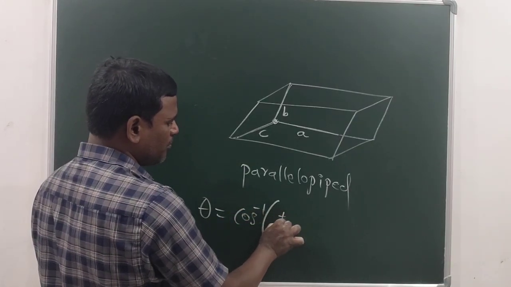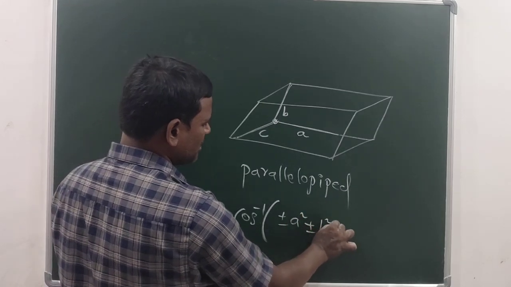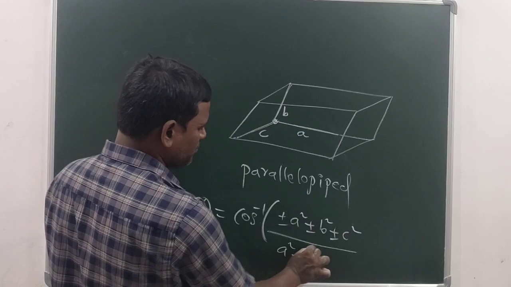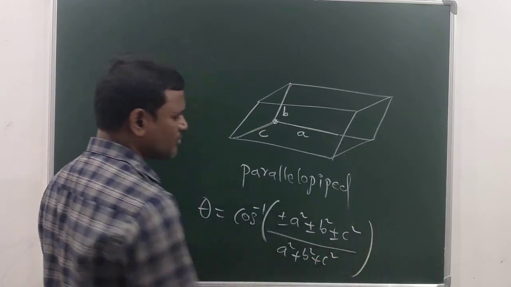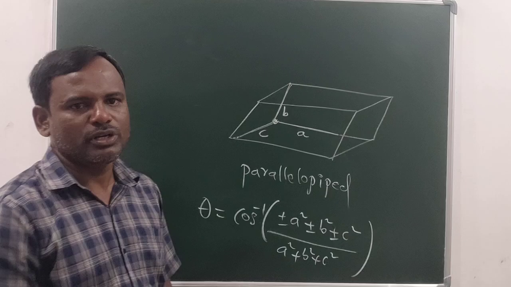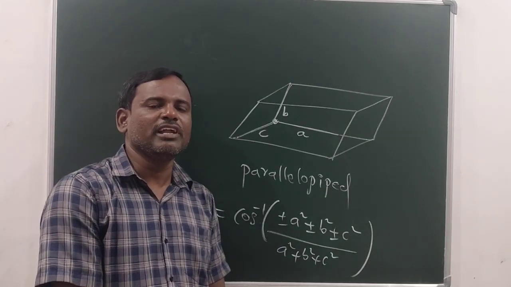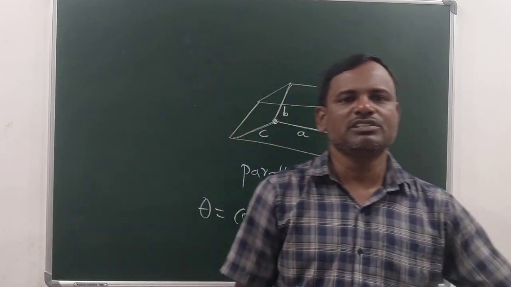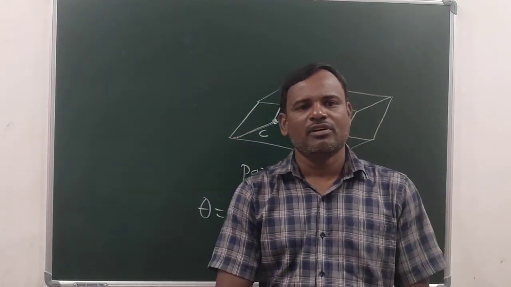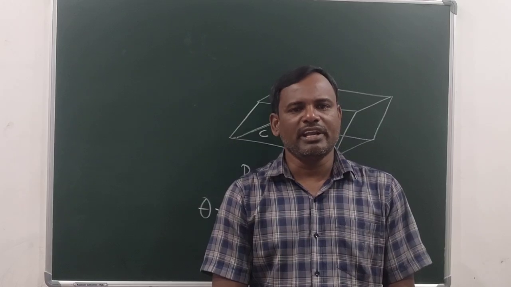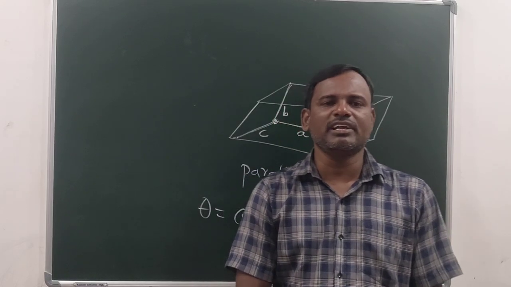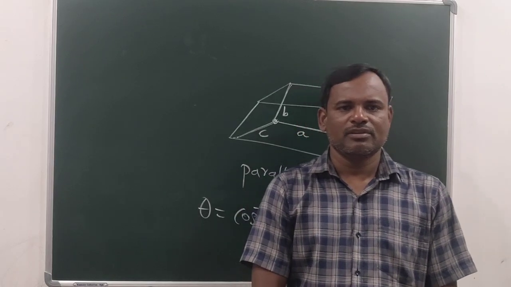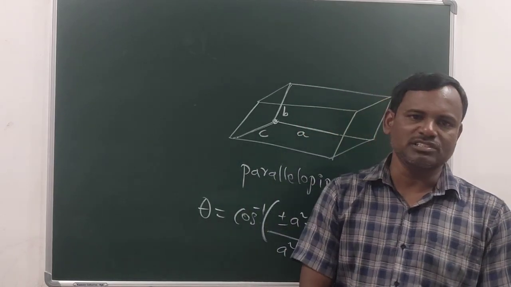Cos inverse of plus or minus A square plus or minus B square plus or minus C square by A square plus B square plus C square. Use this formula so that you will get the angle between any two diagonals of a parallelepiped. So this is the complete concept of the 3D coordinate system and direction cosines and direction ratios of a line. I hope you have understood this concept.